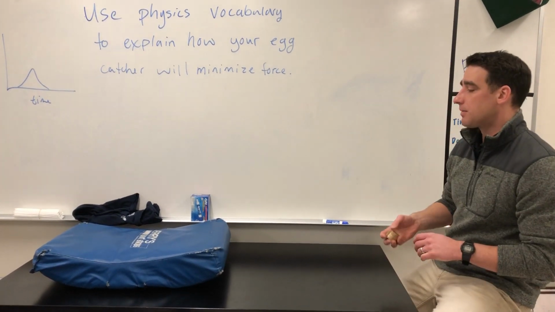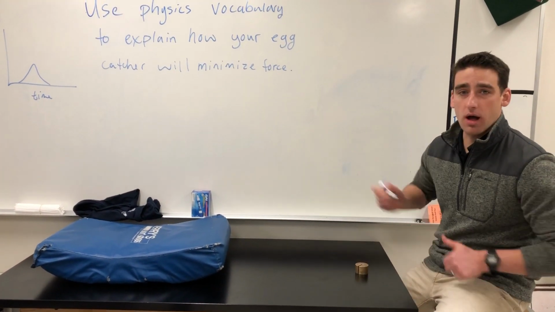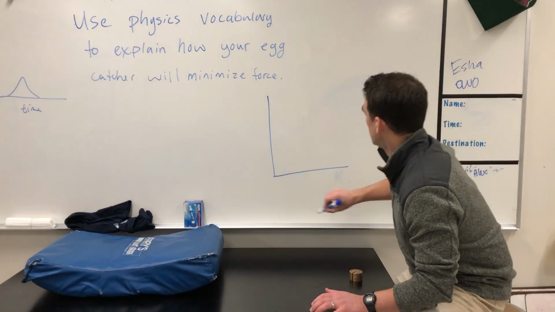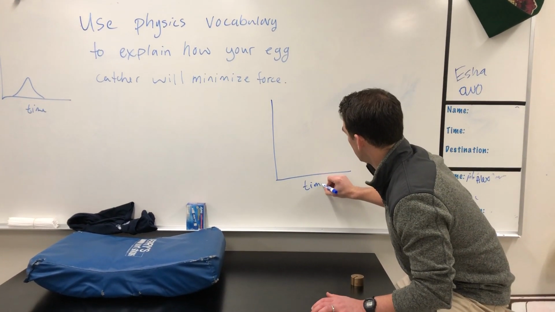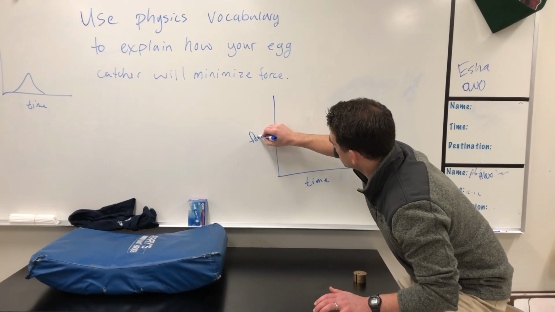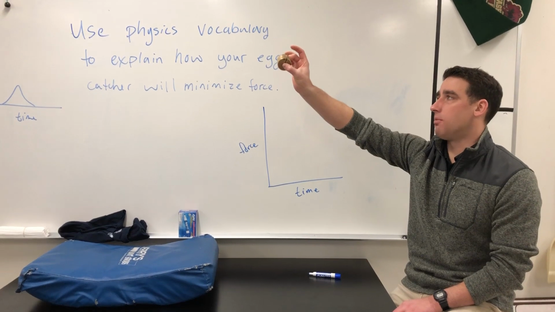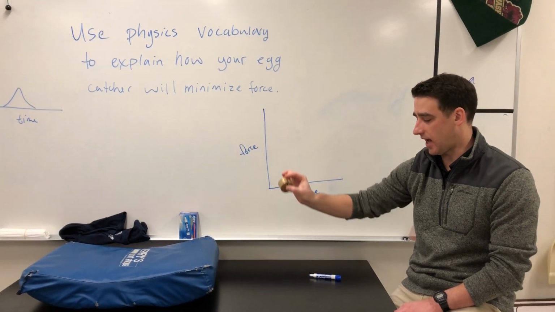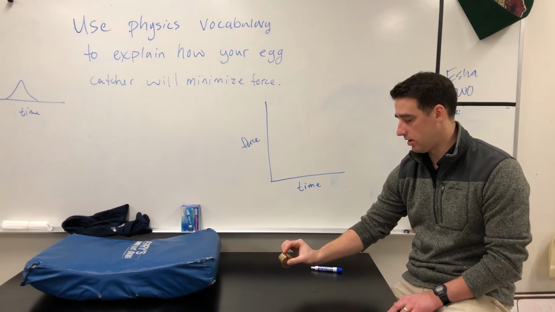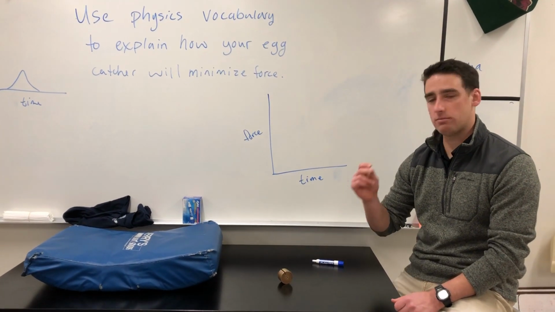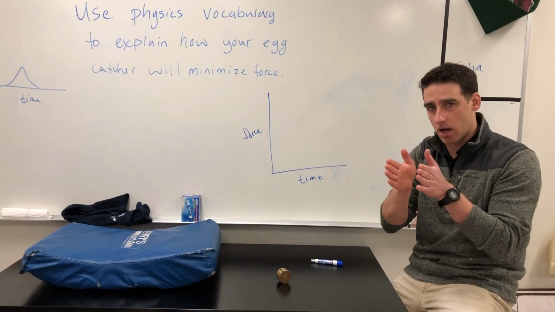Okay, so if I were to draw the graph of that collision, where I've got time and force, what we're going to see in the graph is that the momentum of this stops when it hits the table all at once. So it hits and all the momentum stops instantly in a really small amount of time.